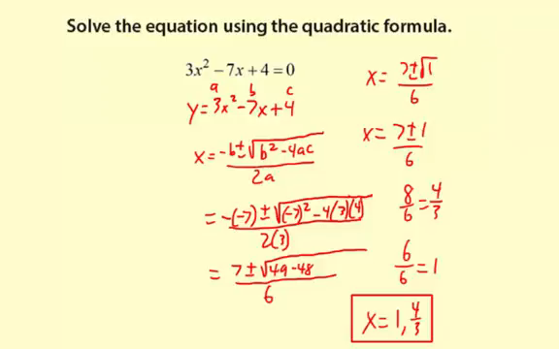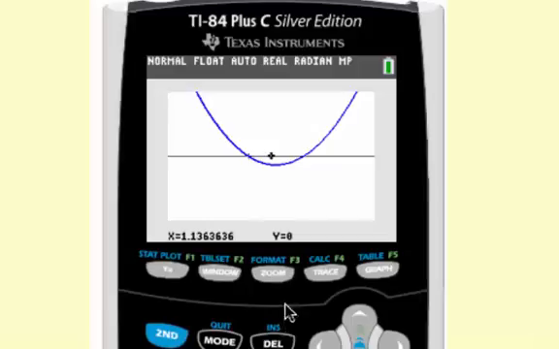And we did get two real solutions. And going back to the calculator, let me do this trace real quick. The left intercept is just about at 1 there, so that one's right. And the right intercept, that one's at about 1.3, which is roughly 4/3. So it looks like my work was correct on the quadratic formula.